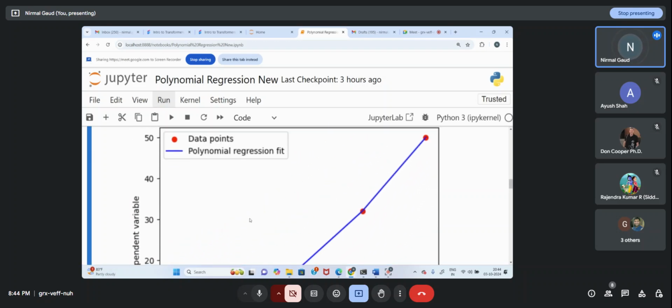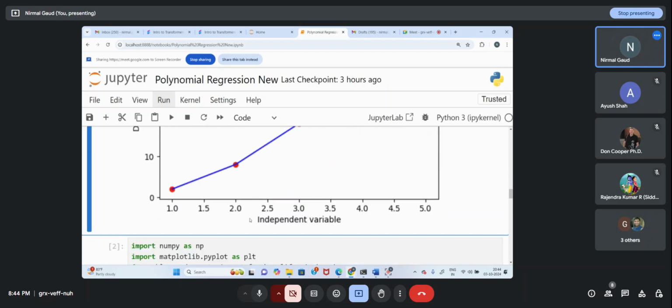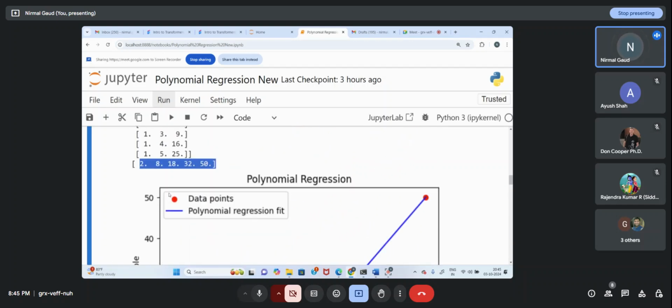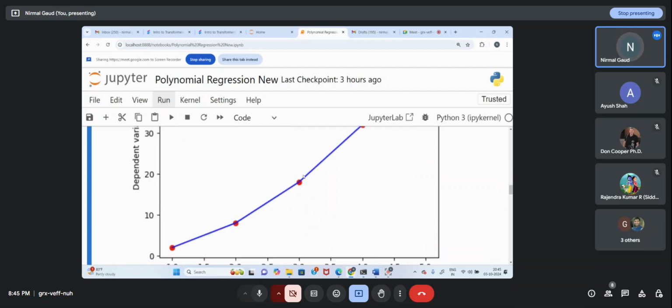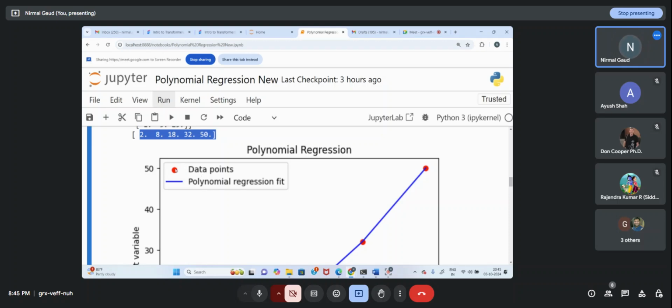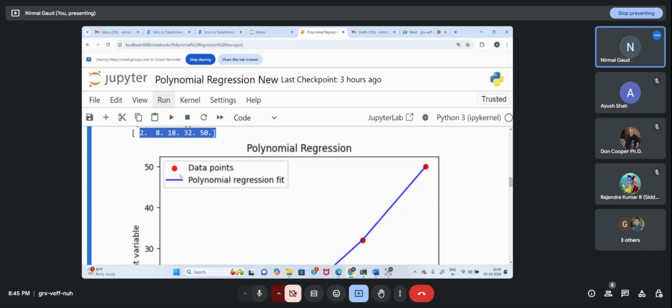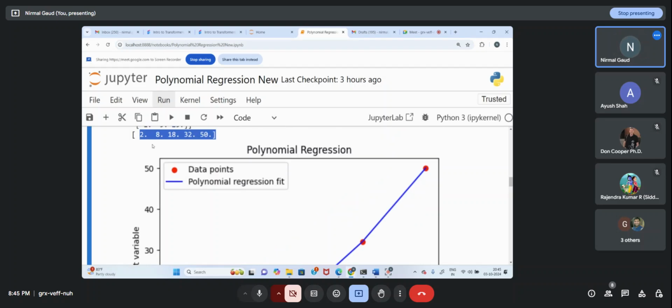See, I plotted also. So these are independent variables, 1, 2, 3, 4, 5. This is the dependent variable, up to 50. And this is the polynomial regression fit line, blue. And red are the data points. What data points are they? 2, 8, 18, 32, and 50.